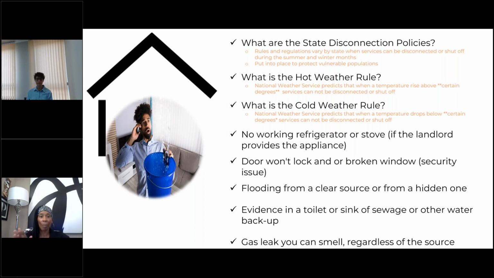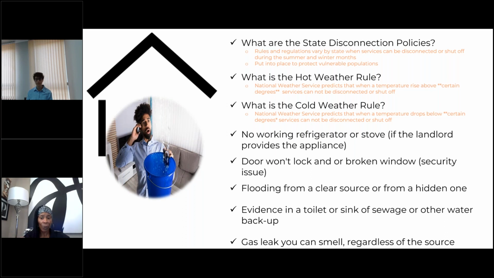Now it's different when it's a microwave, unless the microwave is the only means to cook food. If there's a stove and a microwave, and the microwave is working, that's a different story. So just FYI. Another thing considered an emergency is a broken window or a door that cannot lock. That's a security issue. It has to be replaced as soon as possible, in less than 24 hours, because now the person is open to intruders. That's a security issue.